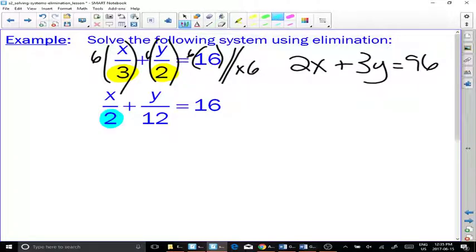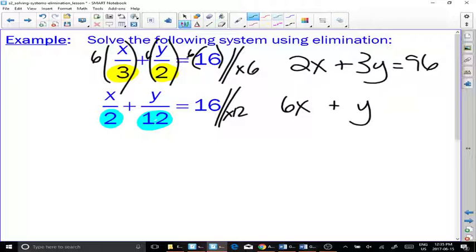Likewise, for the second equation, we're looking for the lowest common multiple. In this case, it is actually 12. So we're going to multiply everything by 12. When we multiply the first bit, 12 over 2 is 6. So it's going to be 6x. 12 over 12 is 1. So it's just going to be plus 1y or just plus y. And 16 times 12 is 192.